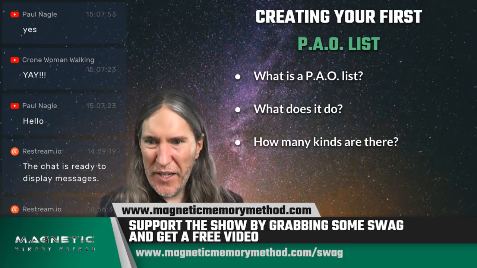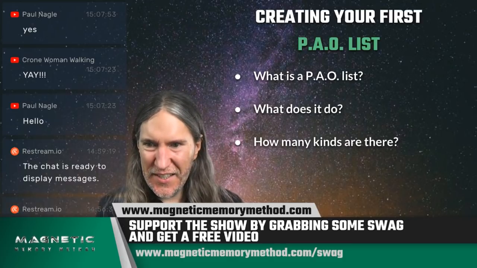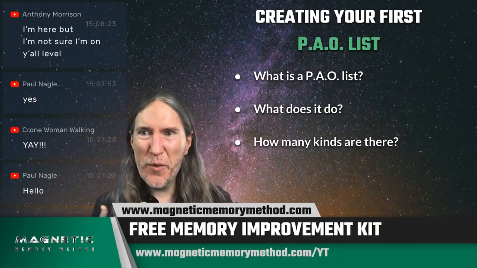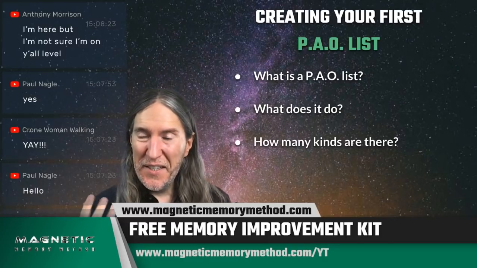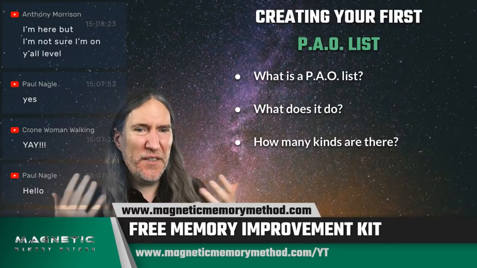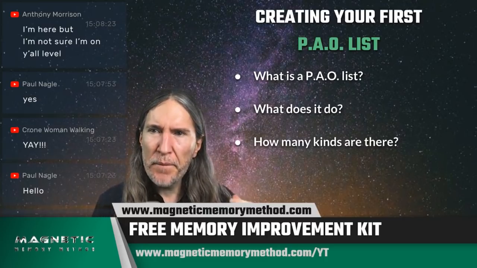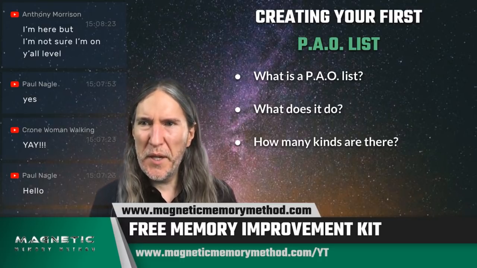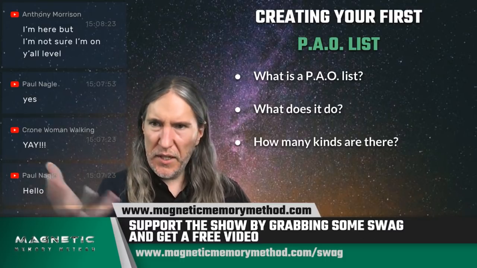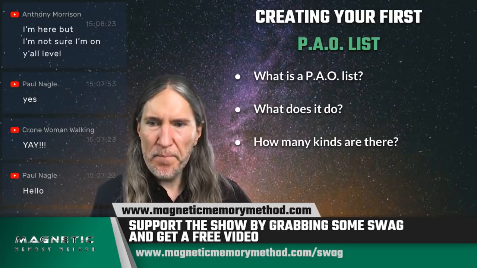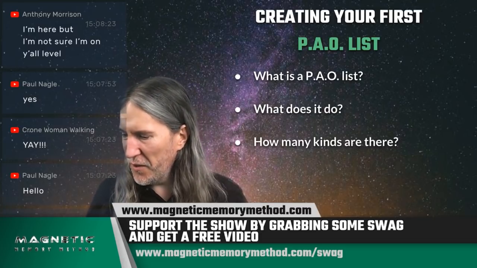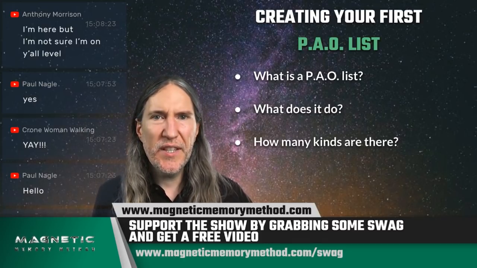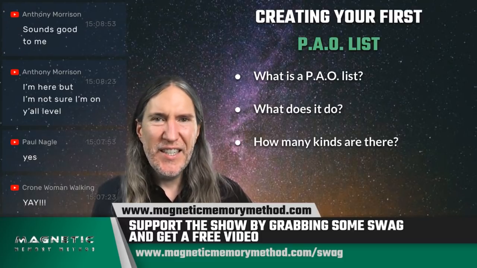All right. So Anthony Morrison is here, and he's not sure he's on y'all's level. Well, I don't know what level we're on, but the level involves fun. It involves being relaxed. It involves having joy and pleasure with memory techniques and constantly improving as we go throughout life. And also being willing to make mistakes, learning about the power of mistakes. My mistake here, I didn't have the desk heighted properly, some kind of sound error going in and so forth, but we just run with it. We run with it. Great. So Anthony Morrison says, sounds good to me. Sounds great to me as well.